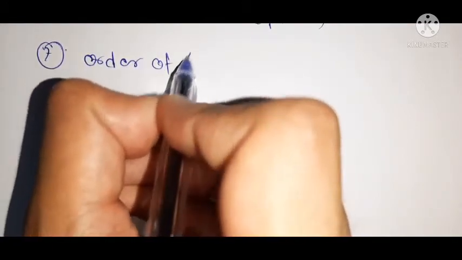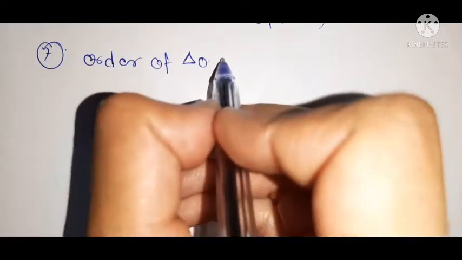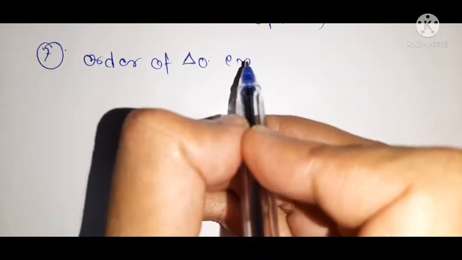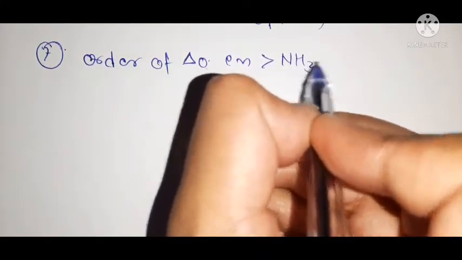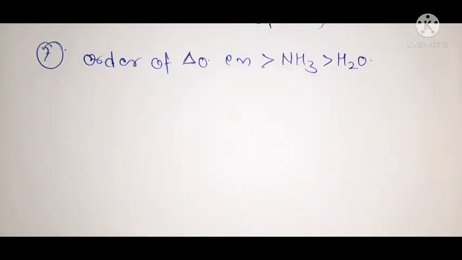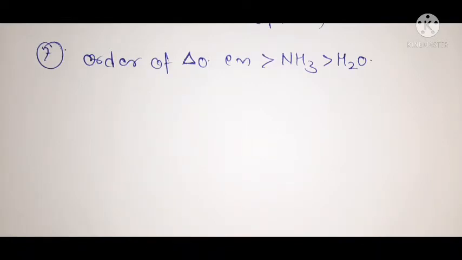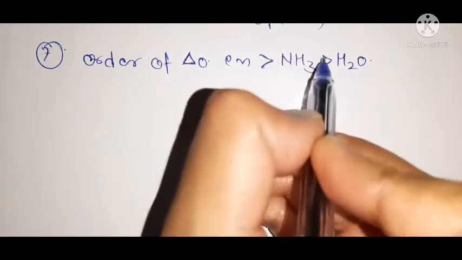order of delta O for different ligand is, see, the highest order of delta O is for ethylene diamine, then for NH3, and the least value of delta O is for H2O. Okay, friends. So friends, this is nothing but a ligand field strength. The value of delta O is nothing but a ligand field strength, or you can say the spectrochemical series for ligand. You get these values by spectrochemical series for the ligands in coordination chemistry. Okay, so this is the ligand field strength order.